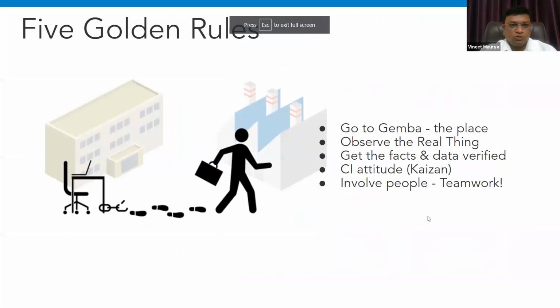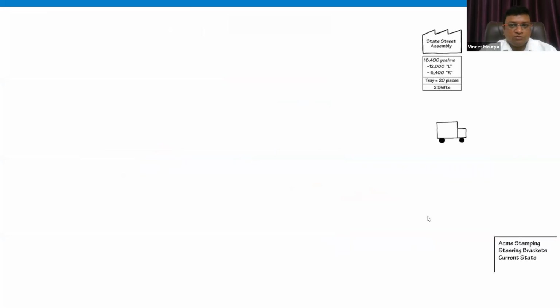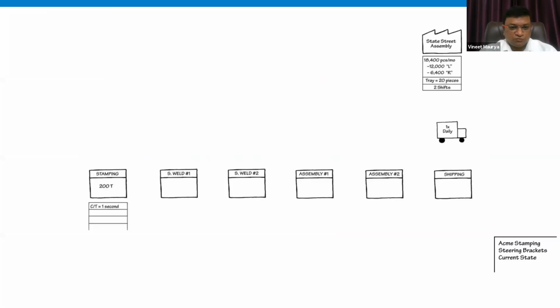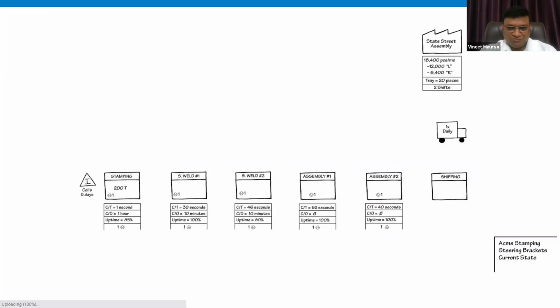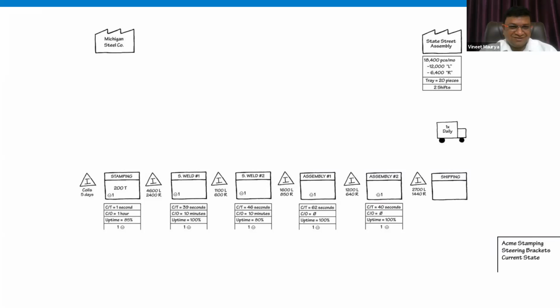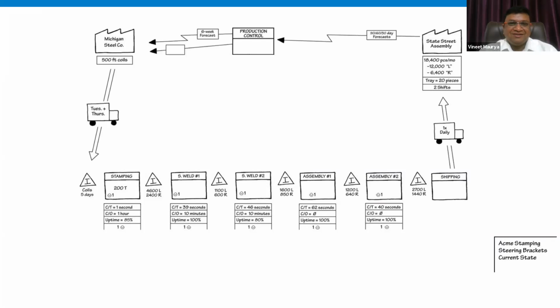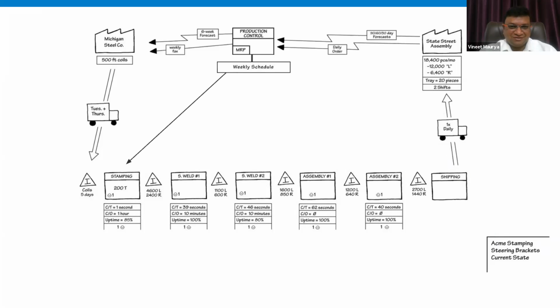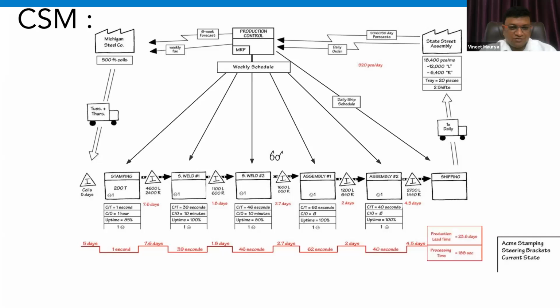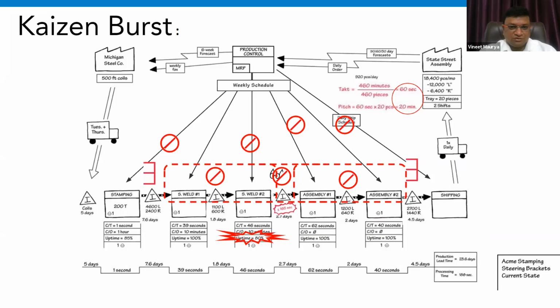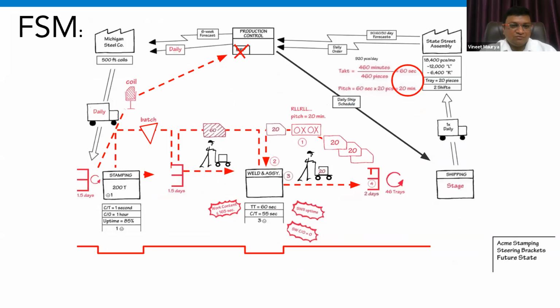So I think you all have seen where we have now. I'm just quickly making a value stream map before you. So we have identified here the Kaizen burst and then the future state map.